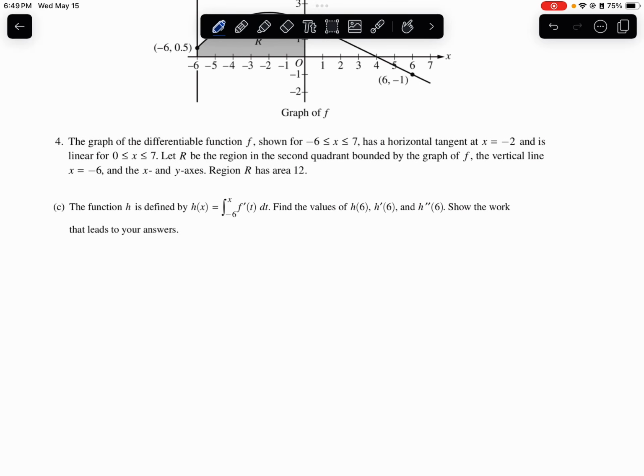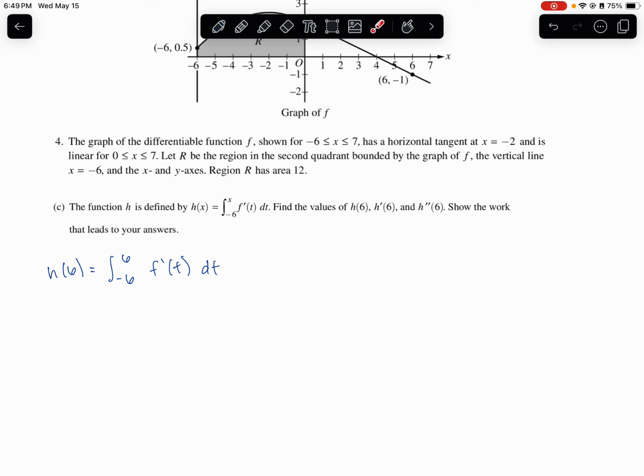C, the function h is defined by, given there, find the values of h of 6, h prime of 6, and h double prime of 6. Alright, so this sounds kind of similar to A. First of all, h of 6 would be equal to the integral from negative 6 to 6 of f prime of t dt.